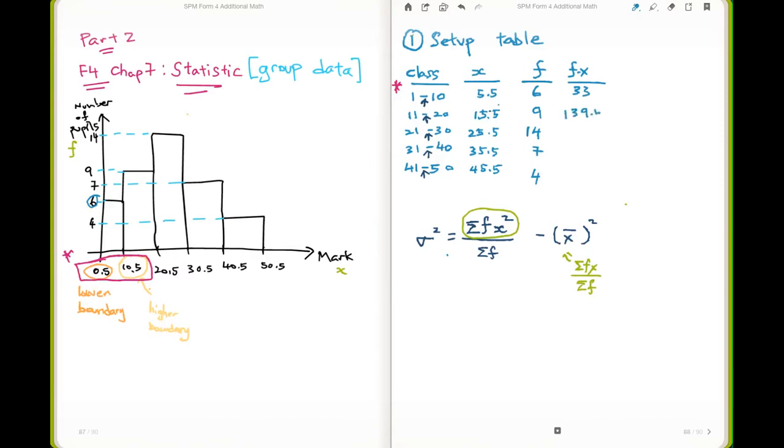139.5. You need to practice at least 5 to 10 questions, because otherwise it's really hard during the exam. This kind of question would be like a bonus question, a straightforward type. Fx, next would be your fx squared. Make sure you have a scientific calculator.